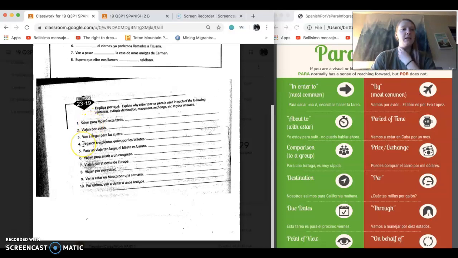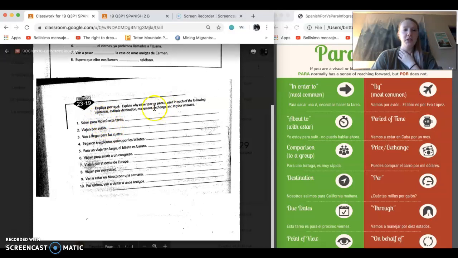I'm going to go kind of fast because this video is getting kind of long. So para Moscow. So why would this be para? Okay, Moscow, it looks like Moscow, Russia, right? Okay, that's a destination. So all you're doing is writing destination. Number 2, they travel por avión. Okay, if you look at your notes, you should have written in the examples, vamos por avión. Okay, they're traveling by plane, so by.